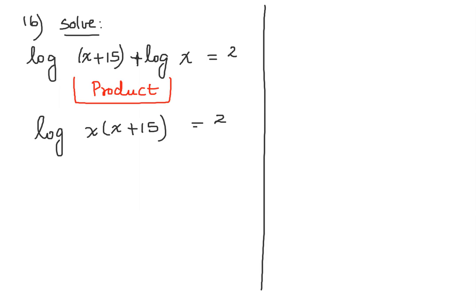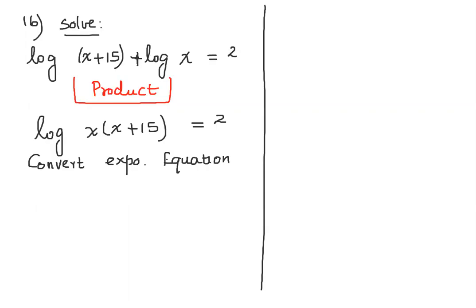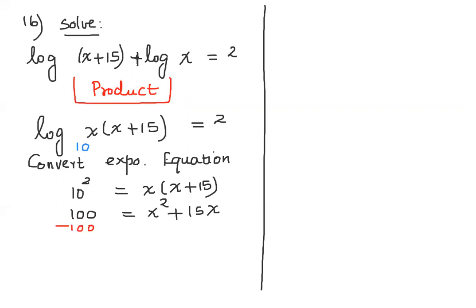Now I have to convert into an exponential equation. To do that, we need the base. Remember, if there is no base, the default base is 10 here. So don't forget that. So it becomes 10 squared equals x times x plus 15. So we are getting again a quadratic equation. x squared plus 15x equal to 10 squared, which is 100. So subtract 100 both sides.